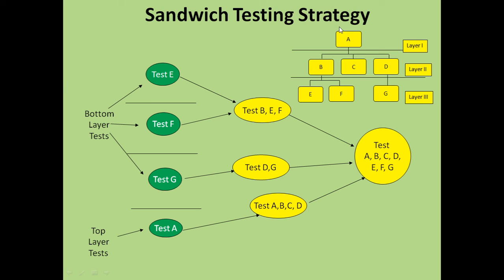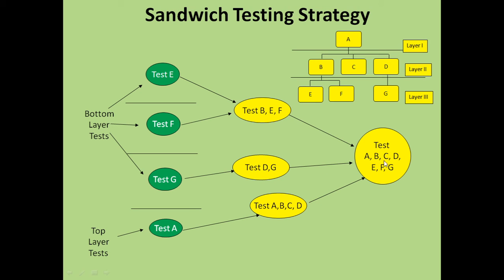So in this we have A, B, C, D, E, F, G. So we test the bottom layer tests. What are the bottom layer? E, F and G. So E, F and G are tested. E and F are tested with B, and G is tested with D, and both of them are given to the testing of A.